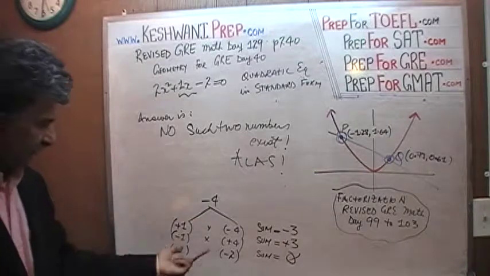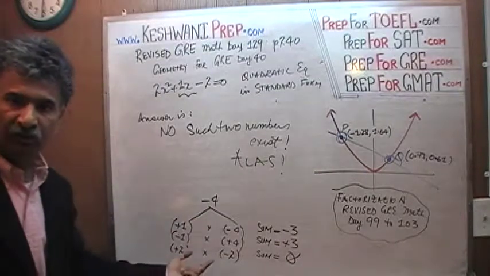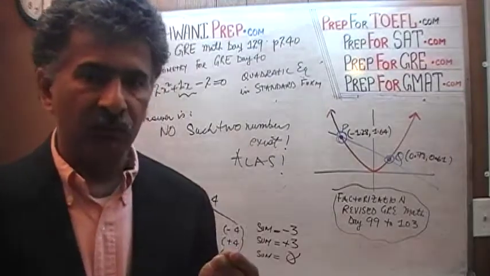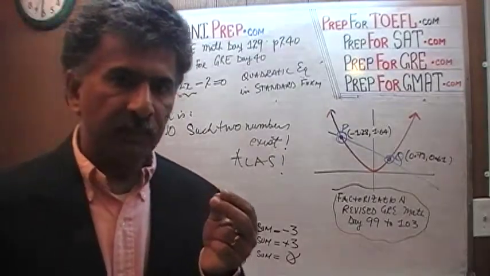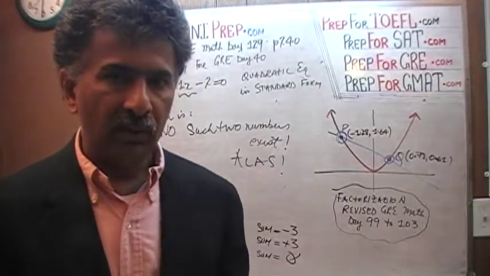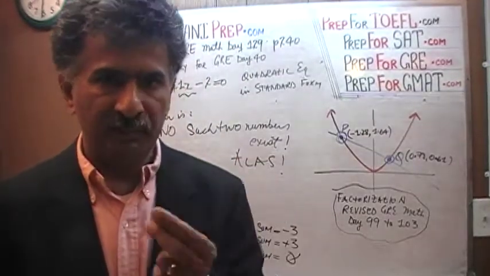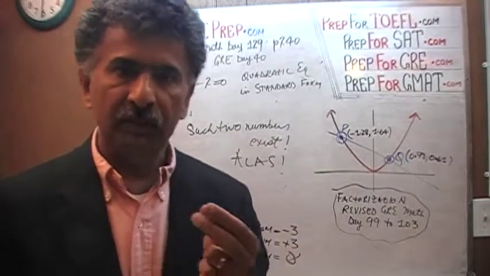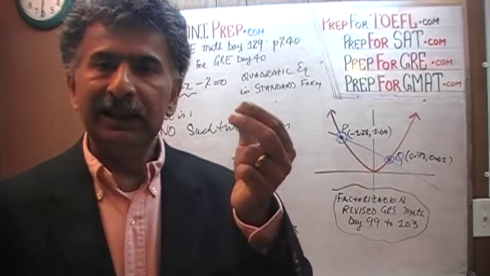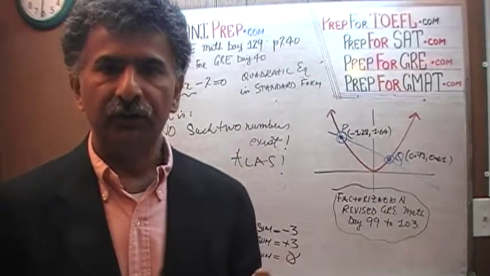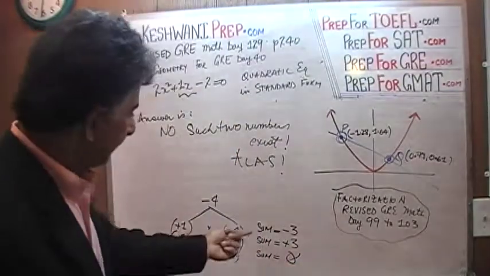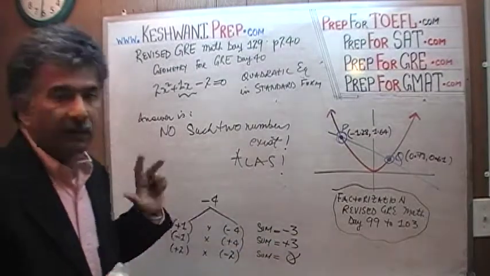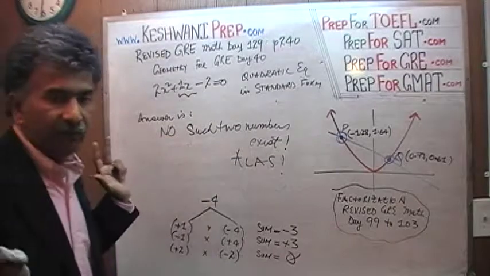So let's go to the formula. But no such number exists. As you can see here, this is it. We have exhausted all the possibilities. There are only three possibilities for the product of two integers to be negative 4: either negative 4 times positive 1, or positive 1 times negative 4, or positive 2 times negative 2. And in none of these three scenarios will you find a sum of positive 1. The sums happen to be negative 3, positive 3 and 0. We're looking for positive 1. No such numbers exist.